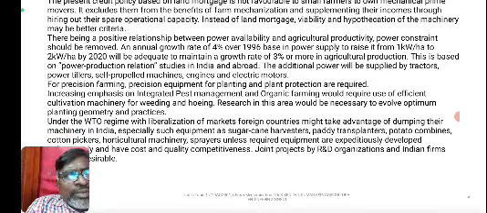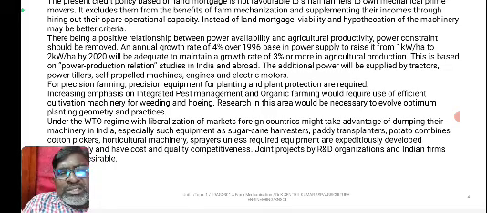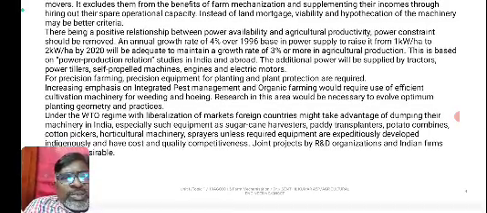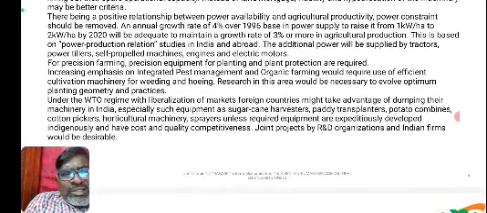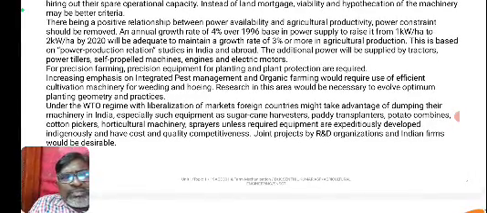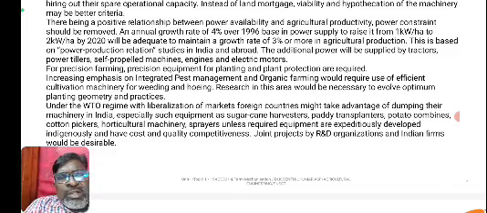The additional power will be supplied by tractors, power tillers, self-propelled machines, engines as well as electric motors used in the farm. For precision farming, precision equipment for planting and plant protection is required. Increasing emphasis on integrated pest management or organic farming would require use of effective cultivation machinery for weeding as well as hoeing. Research in these areas would be necessary to evolve optimal planting geometry and practices.